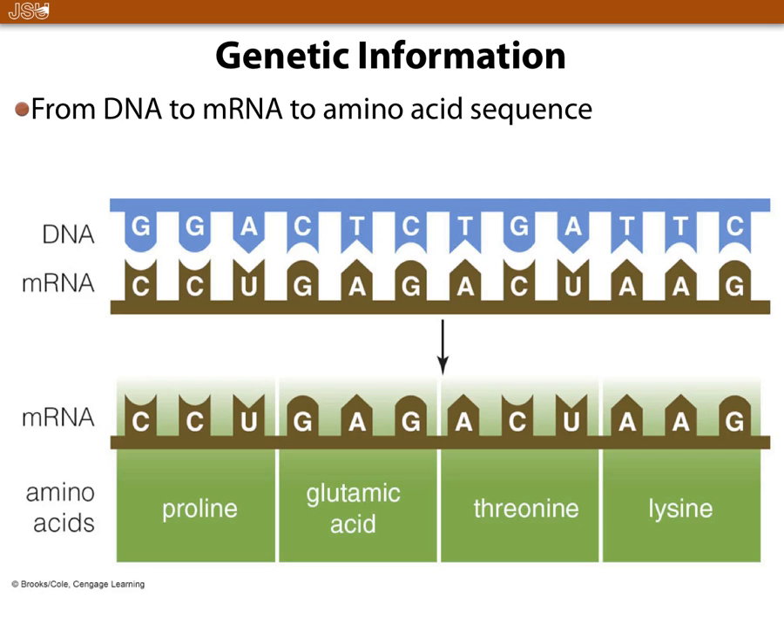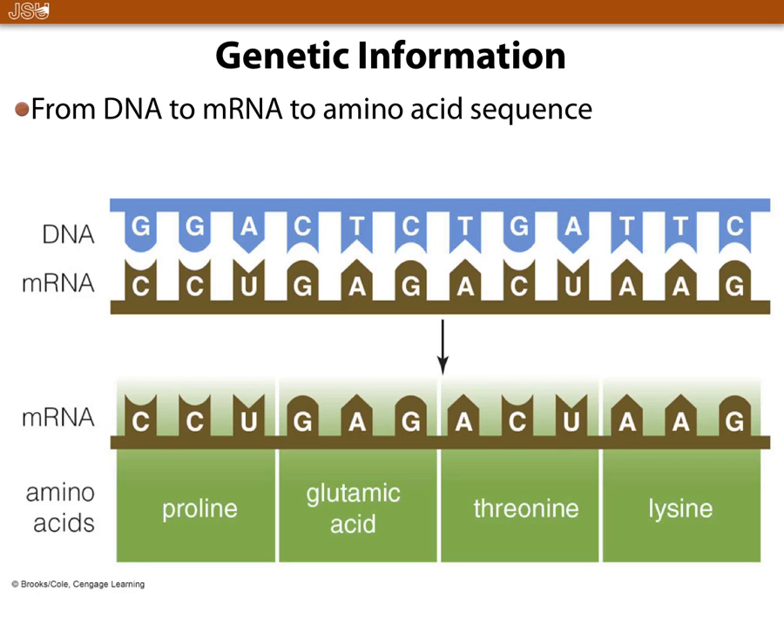What's the take-home point here? Every 3 bases is a triplet, or codon. And one codon codes for 1 amino acid. Okay?